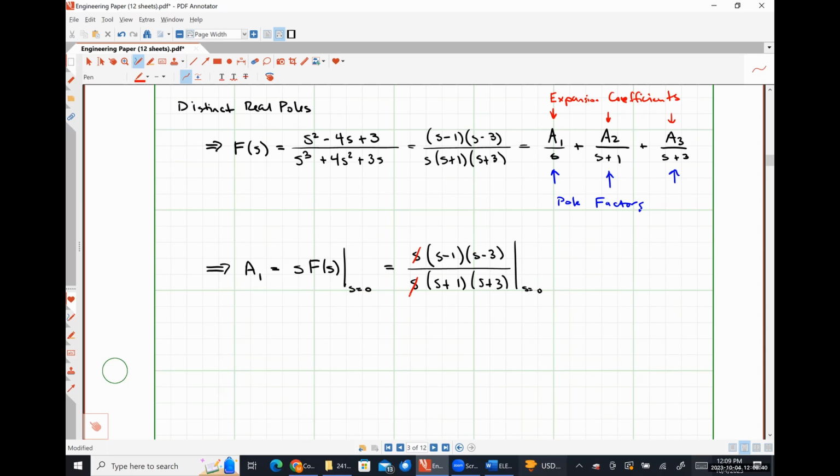At s equal to 0, we are going to have -1 times -3 over +1 times +3, and this comes out to be 1. So this is the value of our expansion coefficient A1.